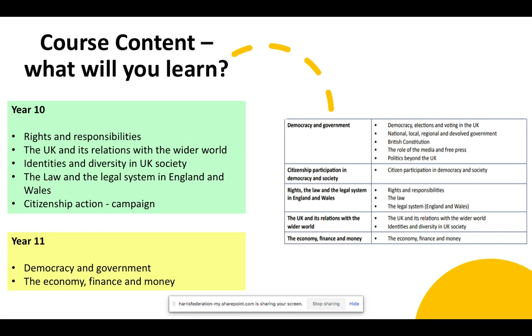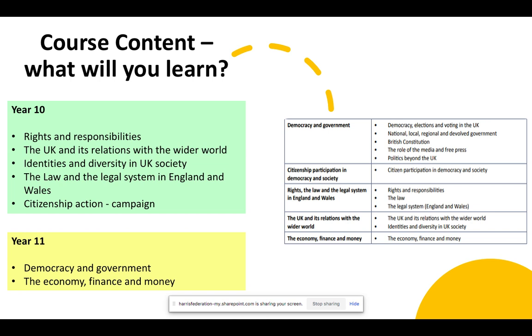And then lastly, we end Year 10 looking at citizenship action in the form of a campaign. This will include an in-depth critical investigation which will lead to citizenship action. This will be a planned course of informed action to address a citizenship issue or question of concern aimed at delivering a benefit or change for a particular community or wider society. This will allow you to have a real out-of-classroom context, which gives you the application of citizenship knowledge, understanding, and skills that you would have developed across Year 10.